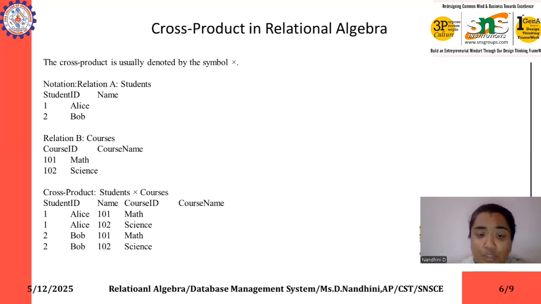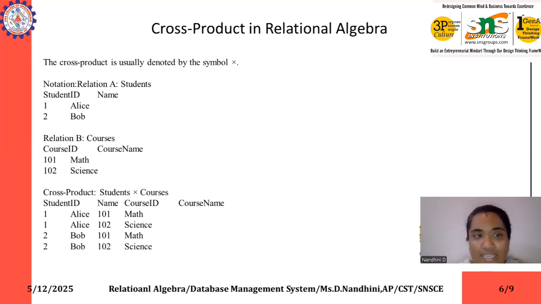Next is the cross product in relational algebra. The cross product is usually denoted by the symbol ×, because we are taking two different tables and joining them. It is also known as the Cartesian product. The cross product combines every tuple in relation R with every tuple in relation S. This results in a new relation with the attributes of both R and S, and the number of resulting tuples of R × S is equal to the cardinality of R times the cardinality of S.